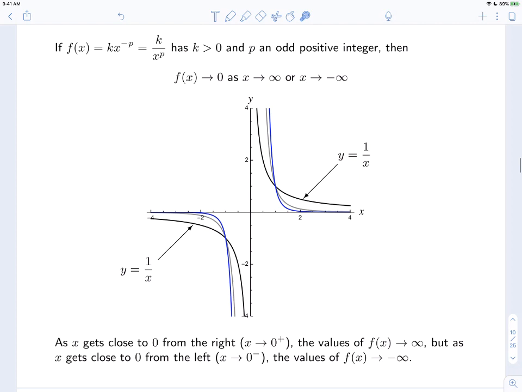Here we're looking at f of x equals k times x to the negative p. This is the same function, where p is now an odd positive integer. K is a positive number, and p is an odd positive integer.